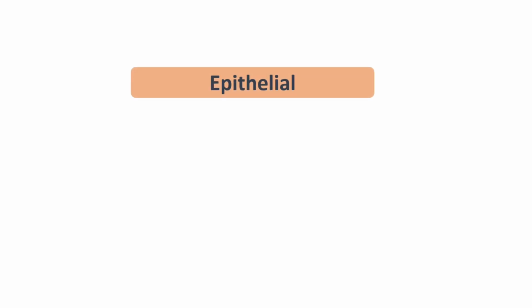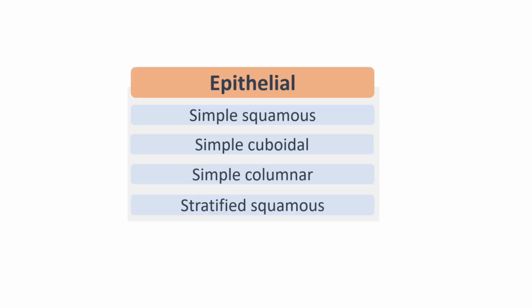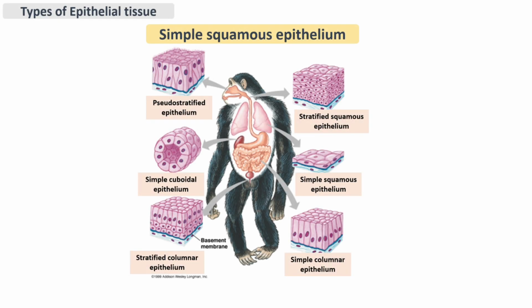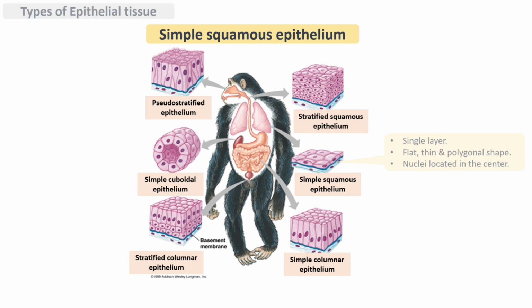We will discuss more about each type of epithelial tissue. In your syllabus, you have to focus more on simple squamous, simple cuboidal, simple columnar, and stratified squamous. Simple squamous epithelium has single-layer tissue that attaches to the basement membrane. The cell shape is flat, thin and polygonal. The nuclei are located in the center of the cell.